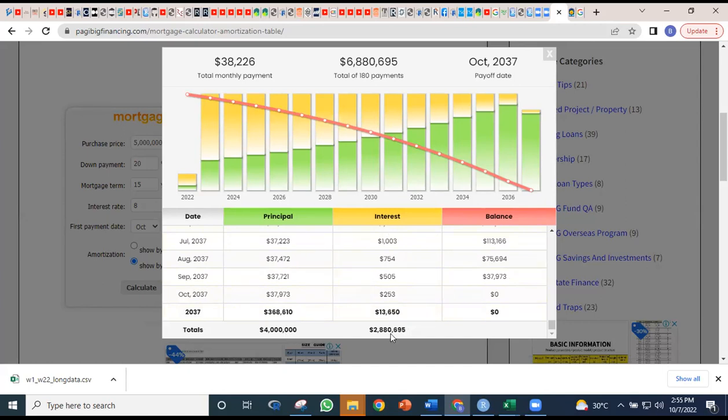And then the interest is 2880. Kaya nga pag in-add mo tong 4 million at saka 2880, the total is 6880. Okay, so ang laki din ng interest, no? Okay, and then magandang mag-sensitivity analysis dyan. What if 10 years lang yung kukunin mong loan? Siyempre, tataas ang monthly payment, pero liliit naman yung interest natin. So, you can experiment with that.